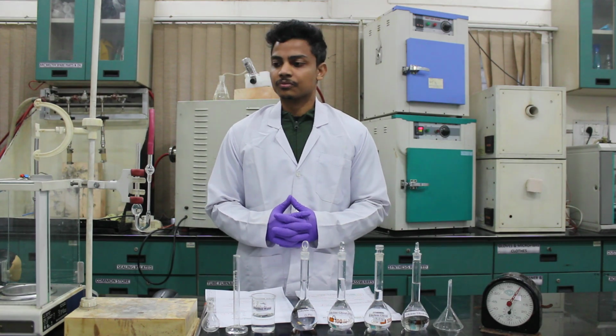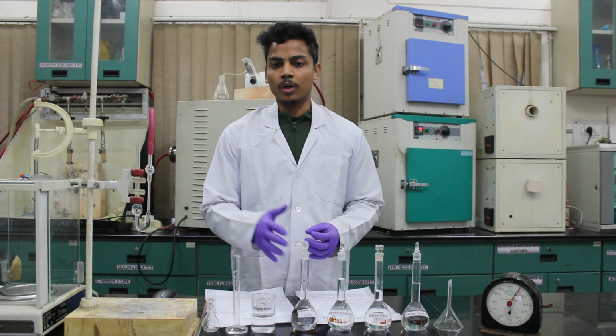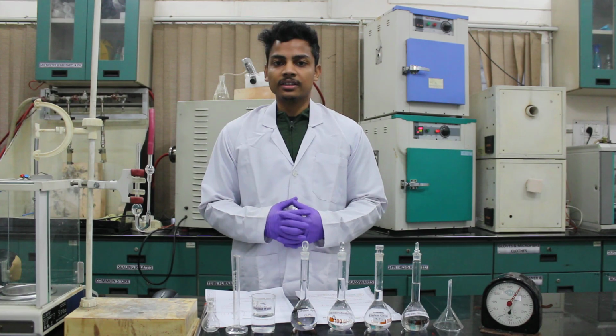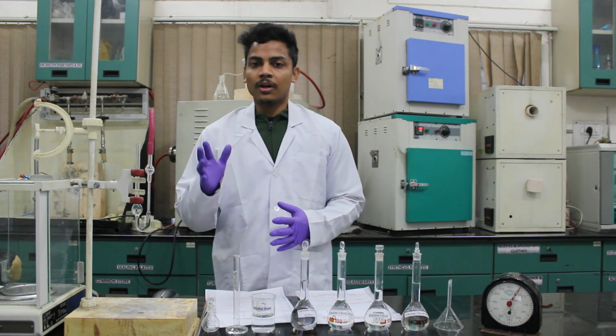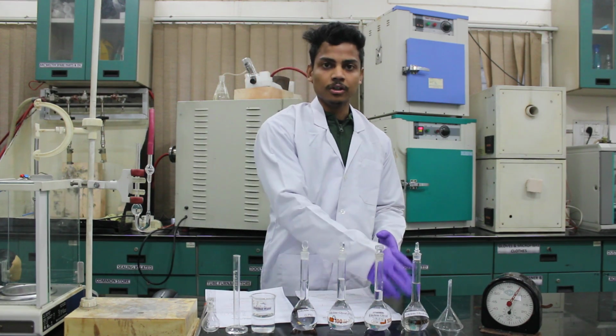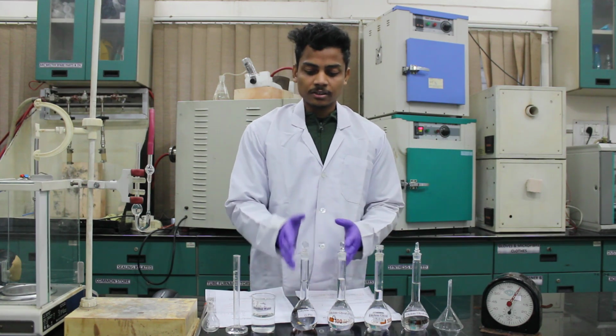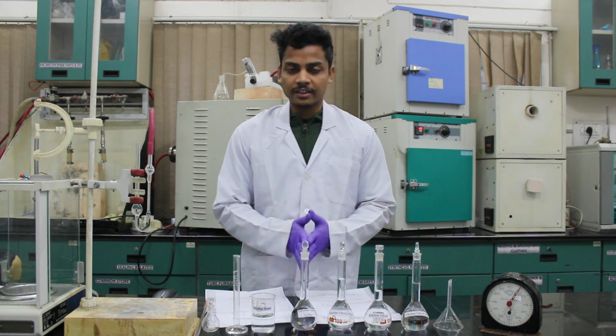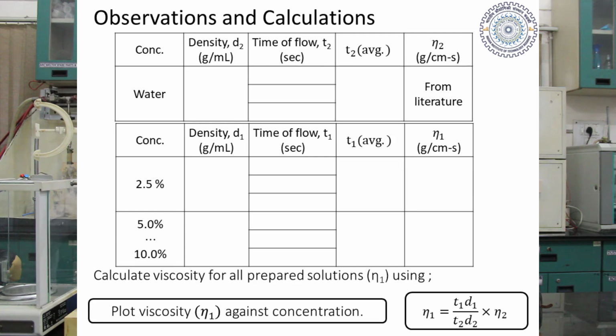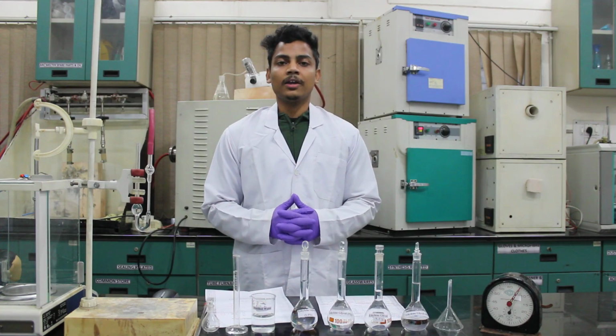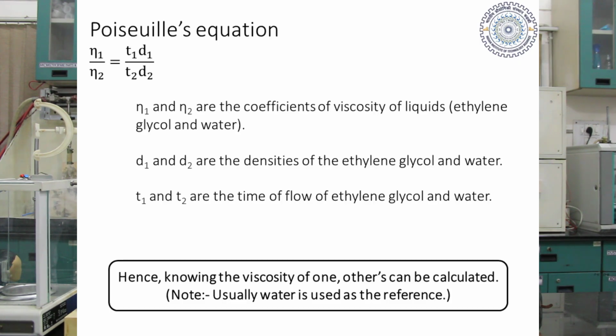Similarly, we will repeat this experiment for water 3 times and we will take the average. Similarly, we will perform the experiment for the other 4 solutions, each 3 times for each solution, and take the average. And finally, by using Poiseuille's equation, we will calculate the viscosity for each of the 4 solutions. Since the water is reference here, we already know the viscosity for water.